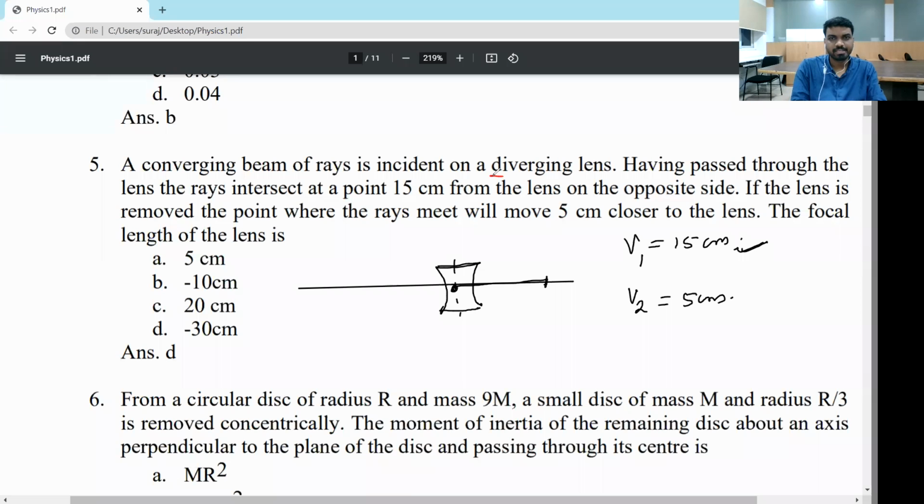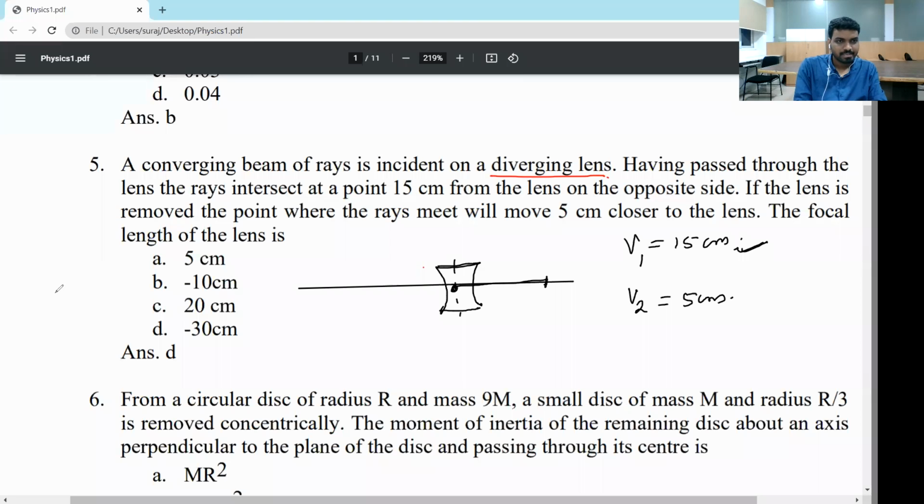Yeah, a diverging lens is given. So 1 by V minus 1 by U is equal to 1 by F. Now what is given here? There is a converging beam. Now what is the meaning of converging beam? See, if it is given somewhat like this.